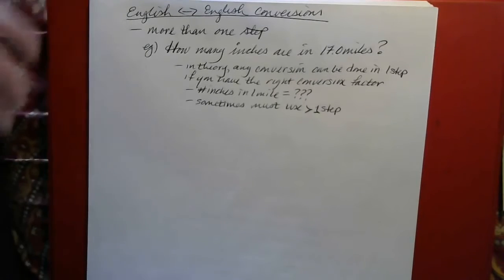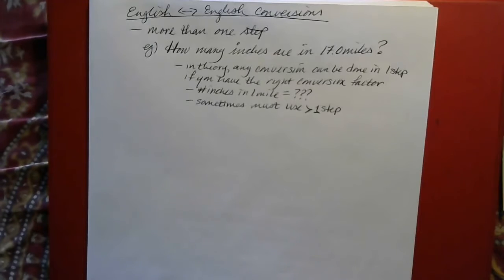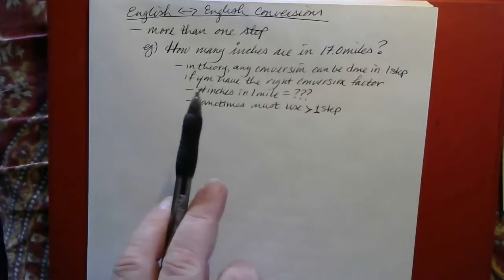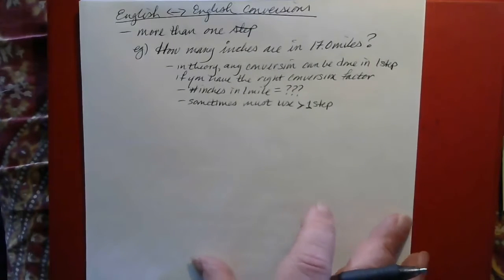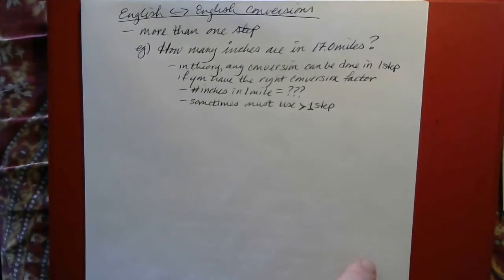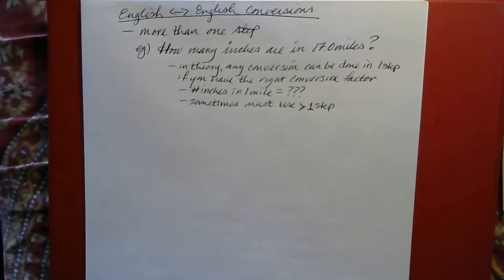Okay, so where we left off in the last section of the video, we were working on some simple conversions within the English system, and those are pretty straightforward. Most of us probably know the conversion factors already. Before getting into the metric system, though, I wanted to show some simple conversions that might require more than one step. As it says here, in theory, if you have the right conversion factor, you can do any conversion in one step.